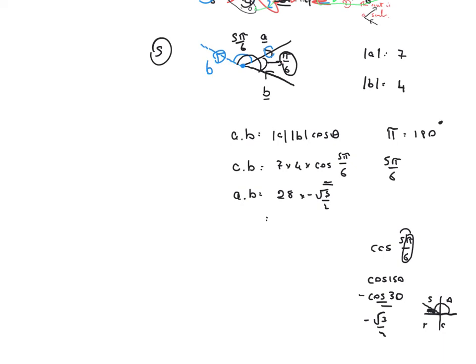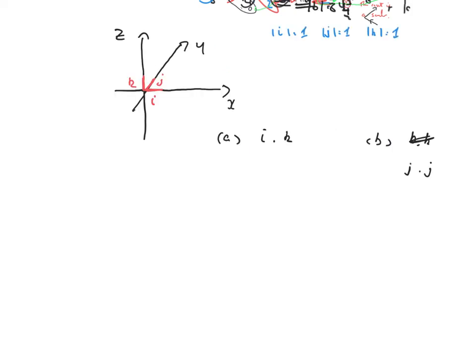Okay, so it's minus 28 root 3 over 2. These cancel out to give me a final answer then, which would be minus 14 root 3. Okay, next we're going to try these ones.